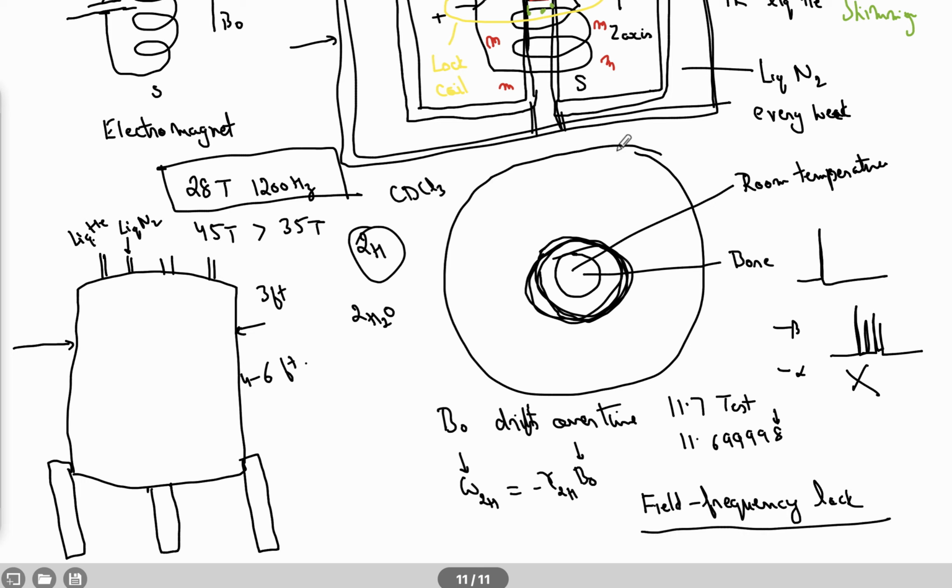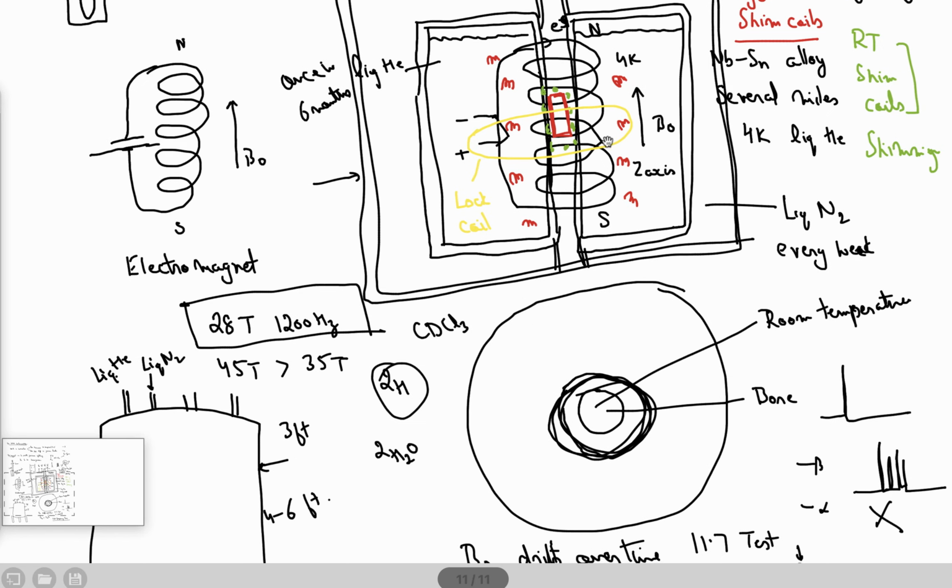This is all part of the magnet. So this field frequency lock coil is also present, and here the current can be supplied by the user, or accordingly withdrawn by the user, or the magnet itself. So you can keep it auto locked, or you can manually lock it, and then you can keep on supplying. But most of the commercial spectrometers have this as an automatic process.